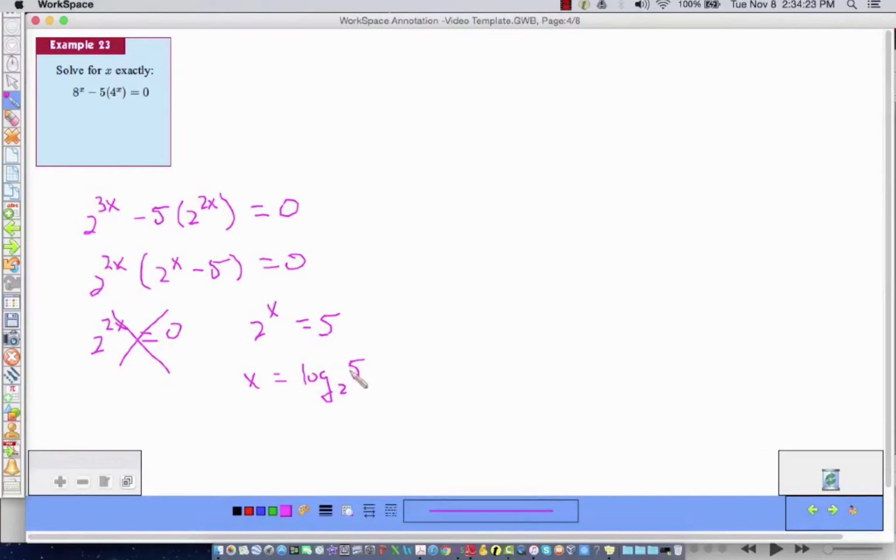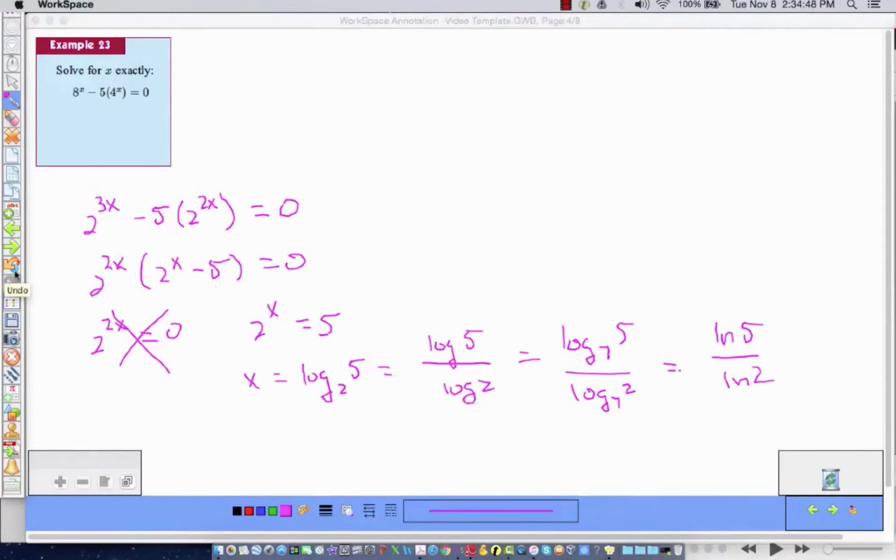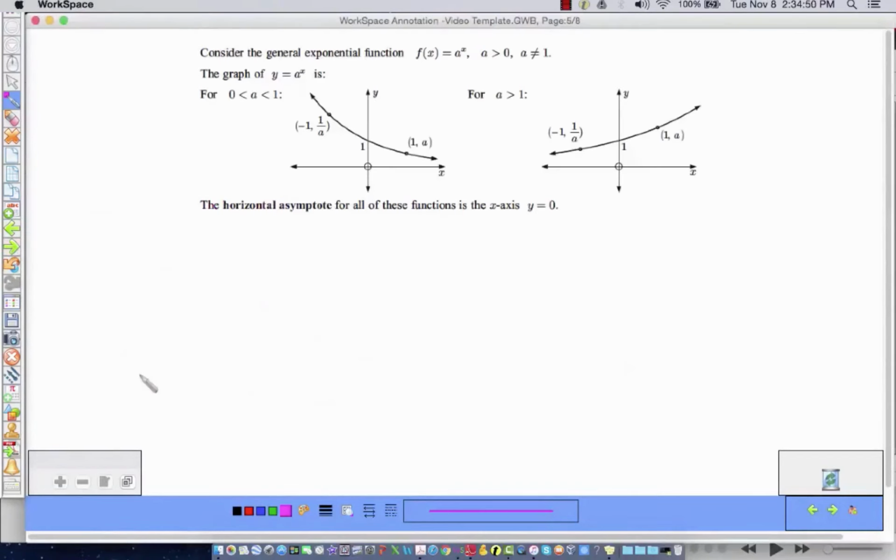perfectly good answer, but it might be that I want to write that with a different base. So I can write it as log 5 over log 2, or log base 7 of 5 over log base 7 of 2 if I needed to, or even natural log of 5 over natural log of 2. And that is according to our change of base law. All right, let's get into some graphs here.